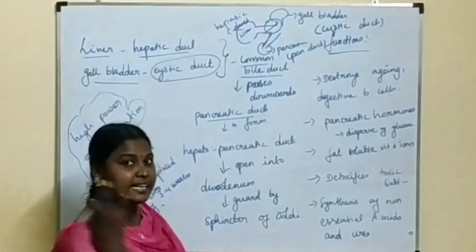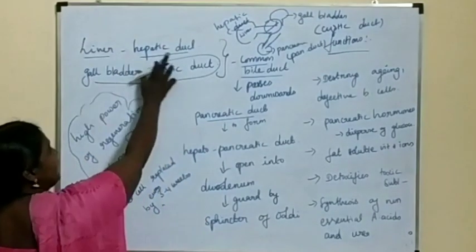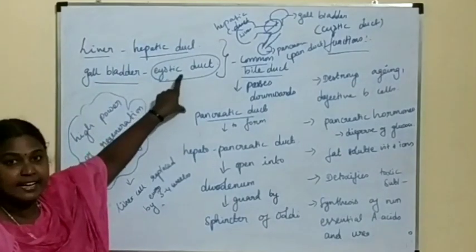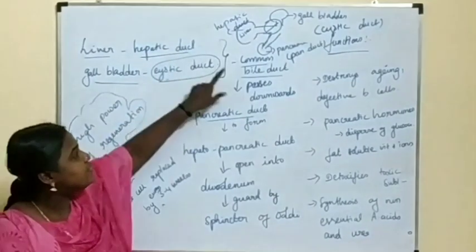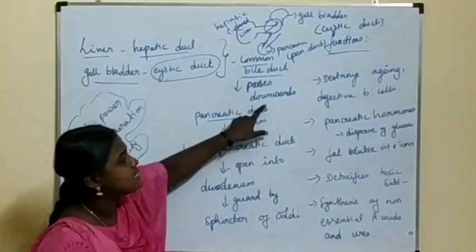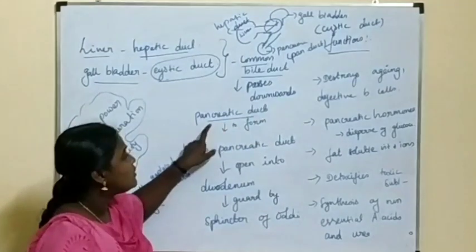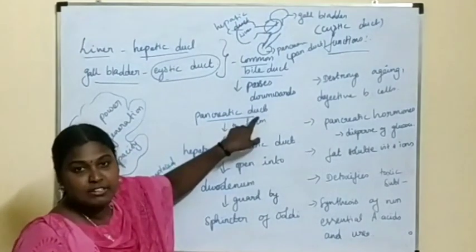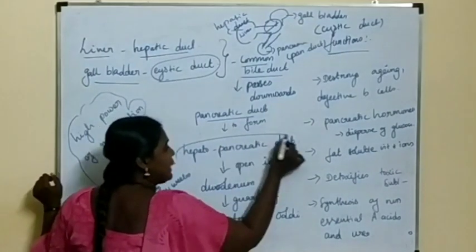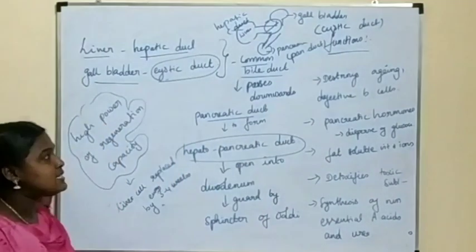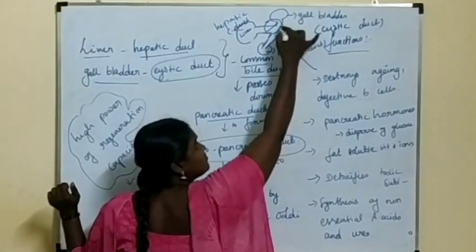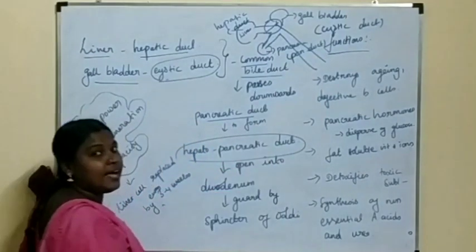Can you understand? I repeat. So the liver having the hepatic duct and gallbladder is having a cystic duct. So it will connect with the common bile duct. Next, it will pass downwards and connect with the pancreatic duct, forming a structure called the hepatopancreatic duct. Can you understand? Now this hepatopancreatic duct will be attached to the duodenum.